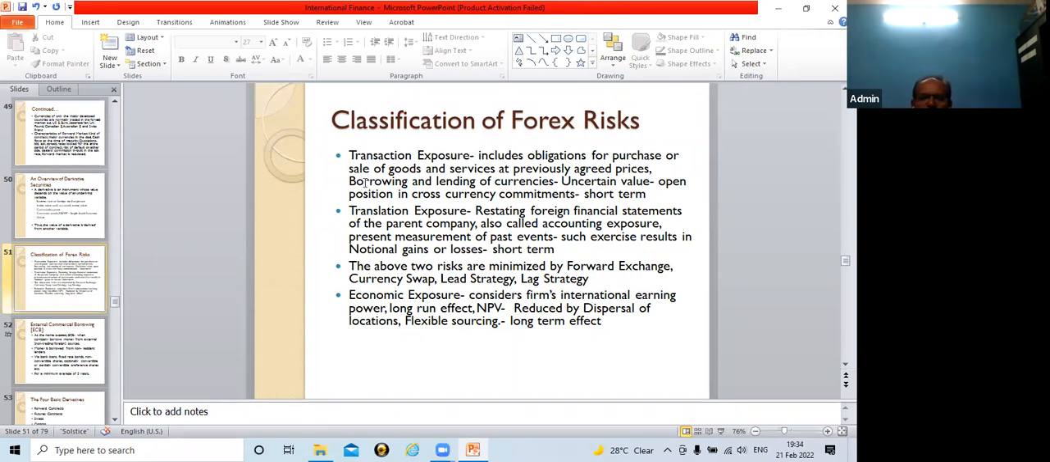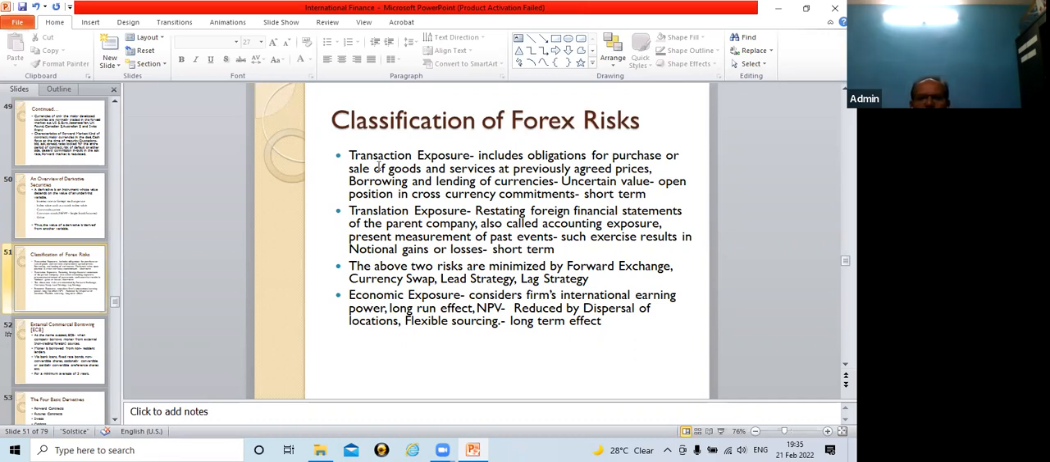In order to minimize the risk of either transaction exposure or translation exposure, because there is a risk involved, this risk is being minimized. And what are the tools for minimizing this risk? Forward exchange, currency swap, and lead strategy. These are the tools. By using these tools, we minimize the risk of foreign transaction and translation exposure.